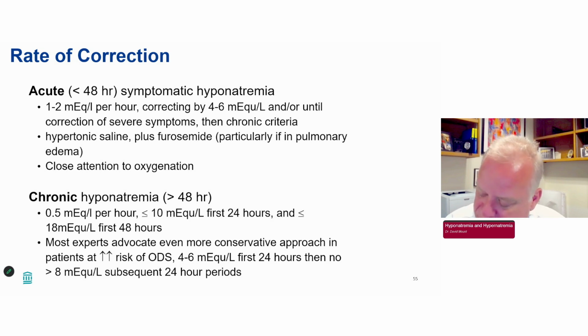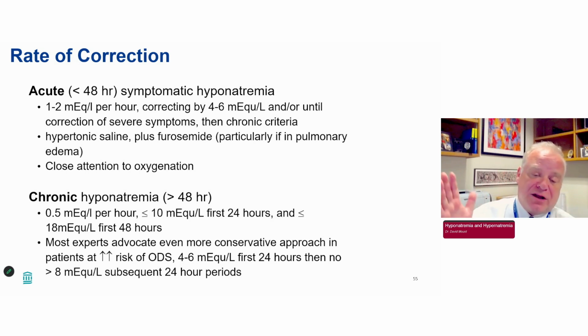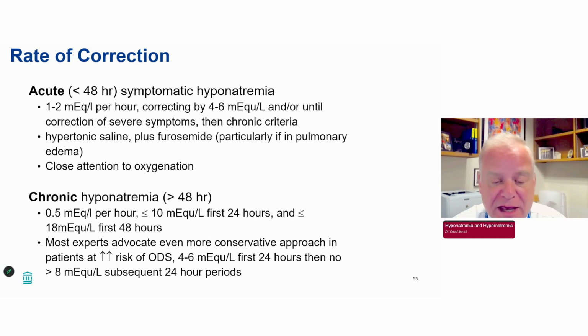So here we get into the thorny issue in chronic hyponatremia: what should the appropriate correction rate be? We know that if you correct by greater than 10 milliequivalents in the first 24 hours and greater than 18 in the first 48 hours, you can get osmotic demyelination. If you look at subsets of patients who get ODS despite being within these guidelines, many of them are hypokalemic or have other risk factors for ODS. Most experts advocate an even more conservative approach in patients at an increased risk of ODS, 4 to 6 milliequivalents the first 24 hours or so, and then no greater than 8 milliequivalents in subsequent 24-hour periods.